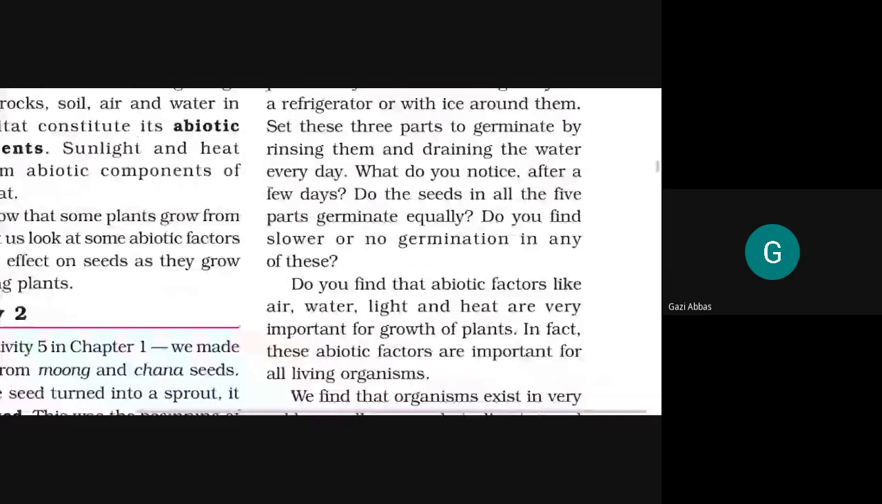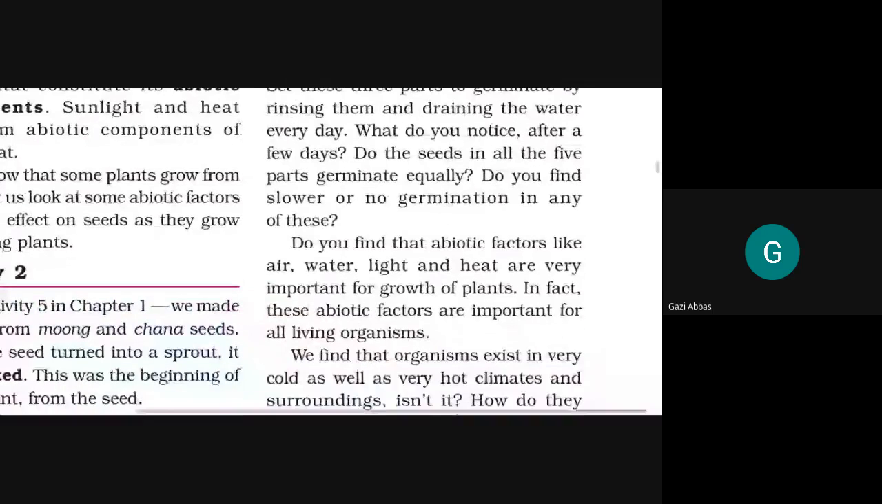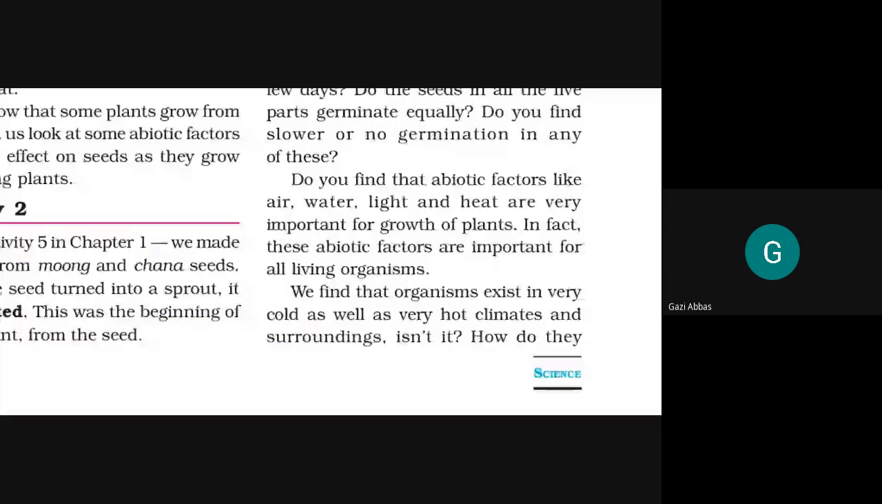For plants to grow, the sun and other abiotic factors help. It is very important in a habitat. You cannot say only biotic, that is, living things, are important in a habitat, but also abiotic factors like water, light, heat are very important for the plant to grow.